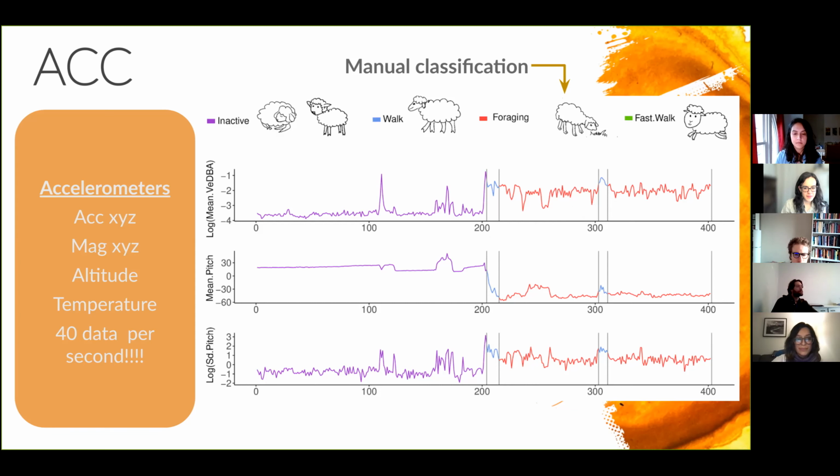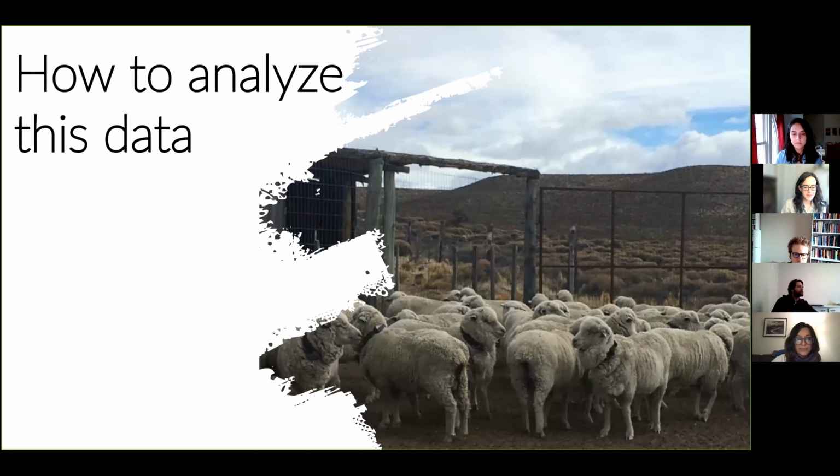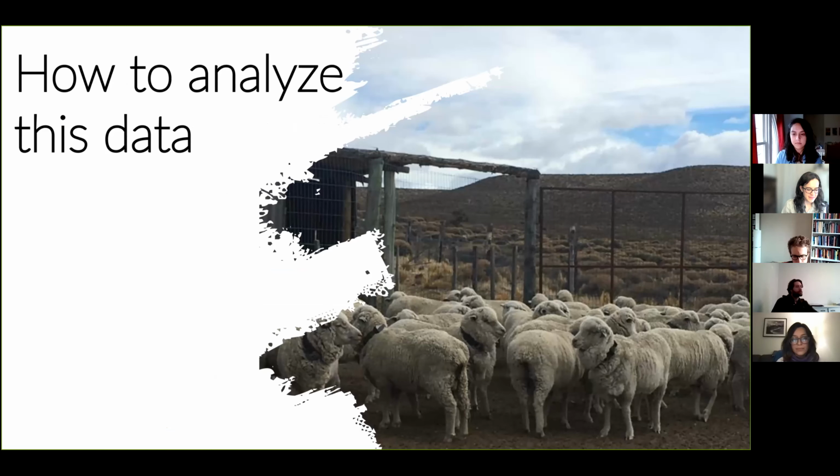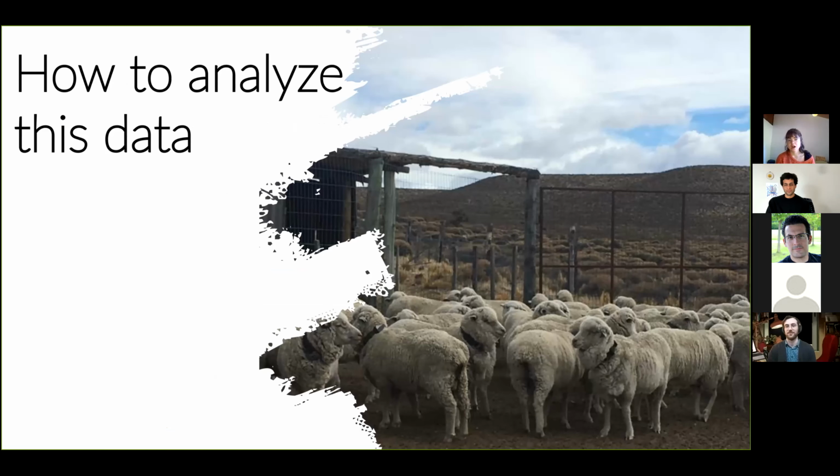So now I'm going to talk a little bit about how to analyze this data. I'm just going to show you some models to classify the acceleration data into different behaviors. I'm not going to talk about the GPS data. And what I'm going to show you now is part of my PhD project.